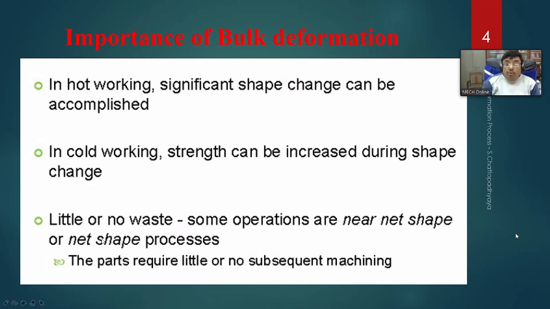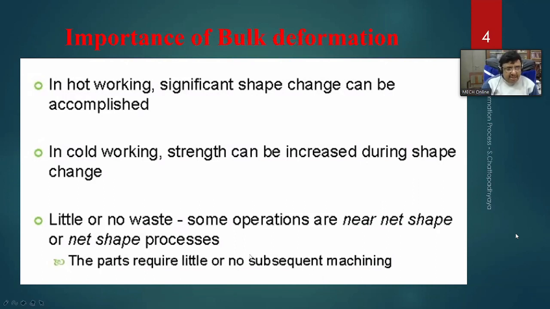So little or no waste, that is the beauty of bulk deformation process. Little or no waste, some will be there, like say thread rolling, I will show you that. And some operations are near net shape or net shape process. We want a net shape process. We don't want many processes. It will be a problem, because again, you load the machine and process, and it will be a costly phenomenon.